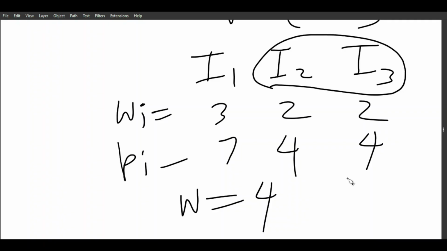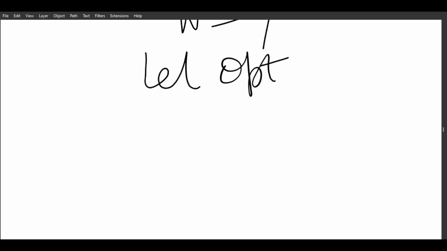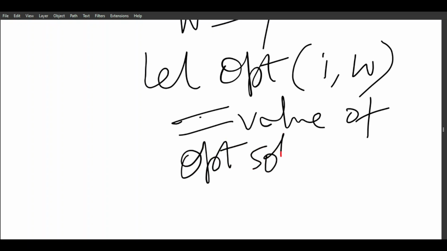So we use the notation opt(i, W). Let opt(i, W) be a function that denotes the value of the optimal solution using the first i items. How do we denote the subproblem? There are two elements in the subproblem, i and W.